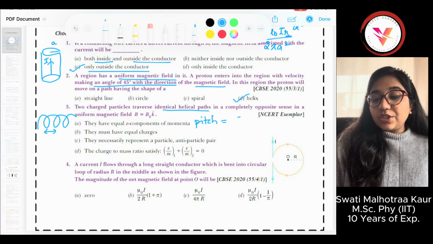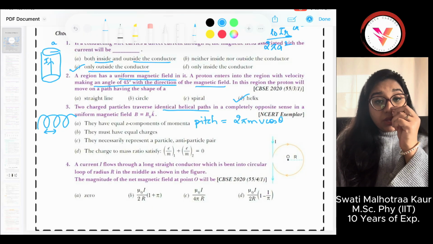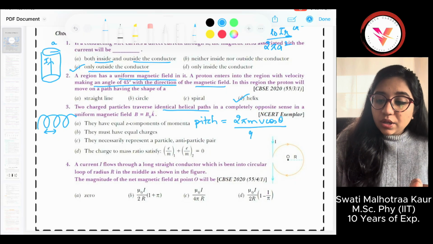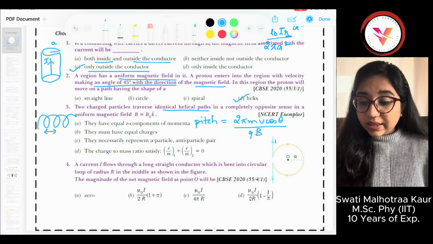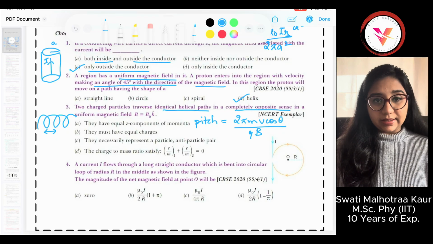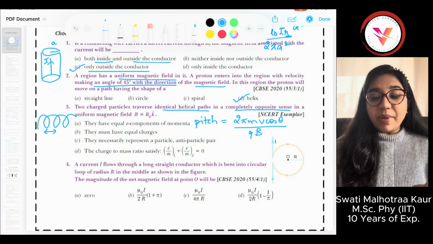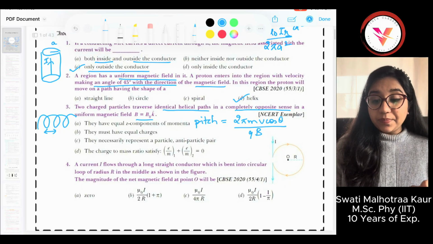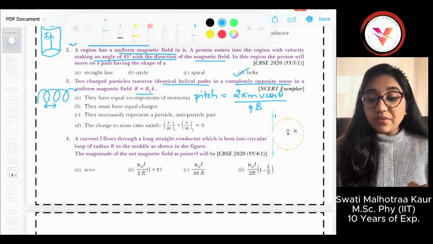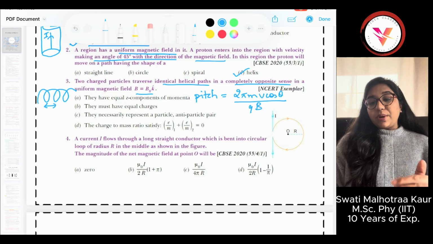And the formula of pitch is basically 2 pi m v cos theta upon qB, because v cos theta is the parallel velocity. Now here they have asked that they are moving in a helical path in a completely opposite sense. Everything is identical, but the direction is opposite, in a uniform magnetic field B equals B naught k cap. So the options are: they have equal Z components of momenta, they must have equal charge, they necessarily represent a particle-antiparticle pair, and the ratio of charge by mass is this.